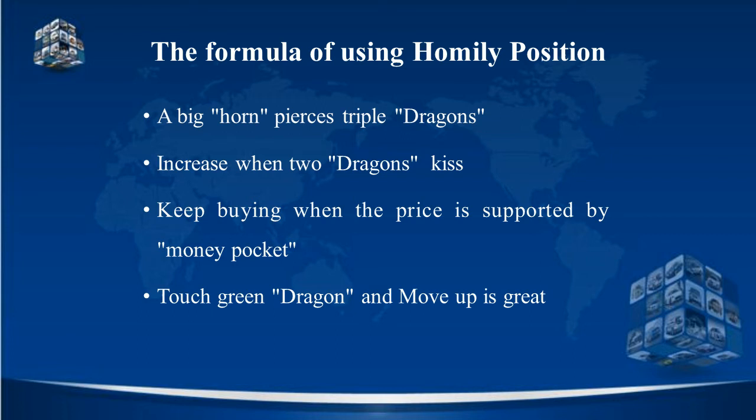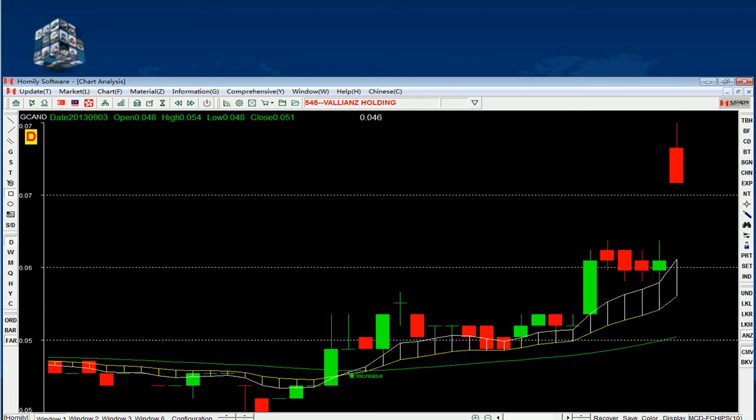Maybe there are some mistakes, right? So maybe you cannot understand, okay? Later I will explain the details to you, okay? So the first one is the big whole piece, the triple dragons. What are the dragons? This is the dragon, okay?